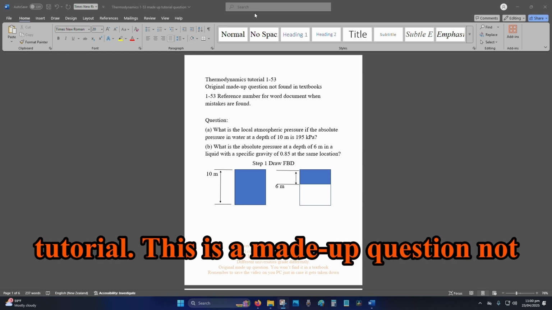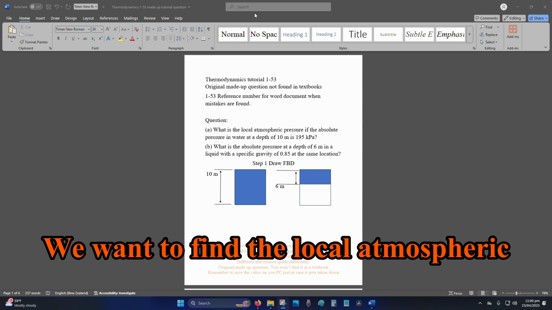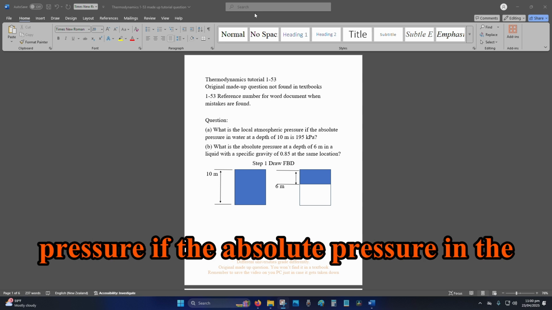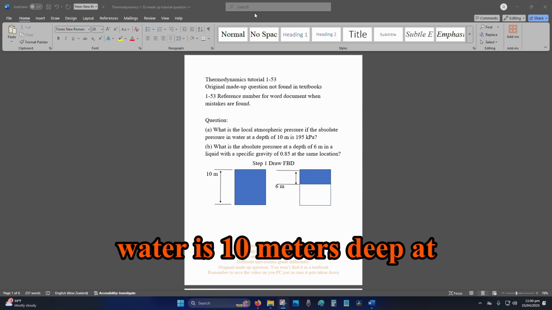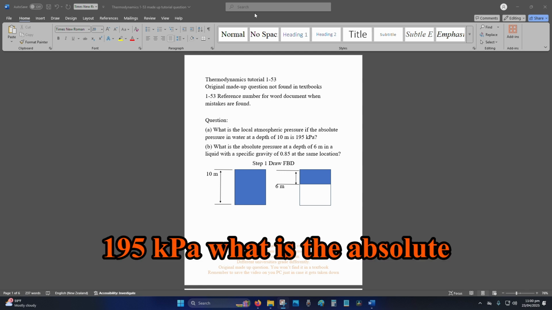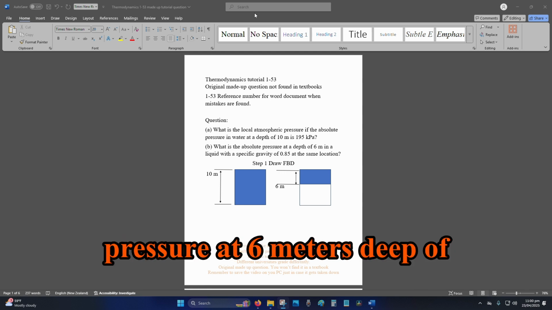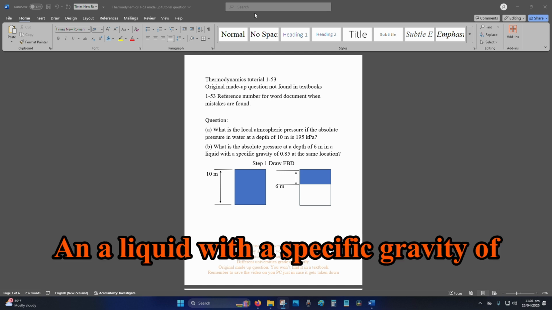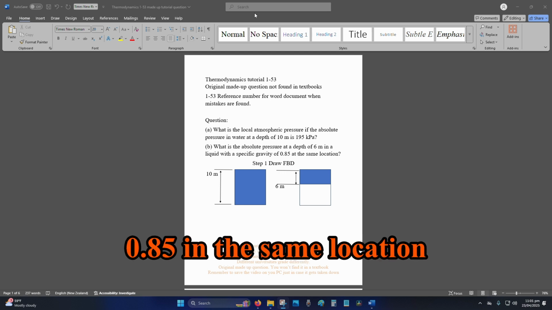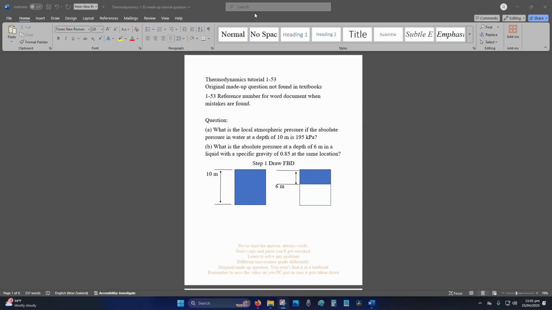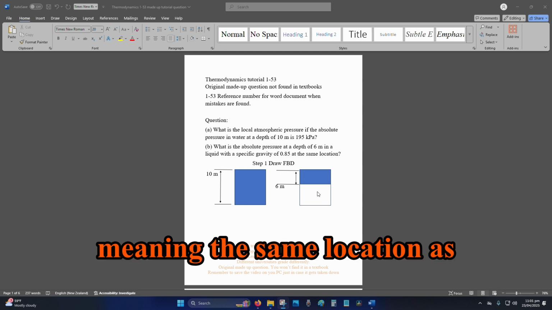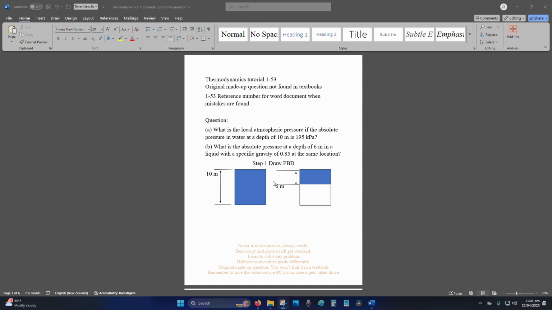This is a made-up question not found in your textbooks. We want to find the local atmospheric pressure if the absolute pressure in the water 10 meters deep is 195 kPa. What is the absolute pressure at 6 meters deep of a liquid with a specific gravity of 0.85 in the same location? Meaning the same location as part A.